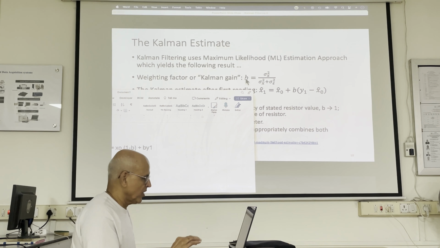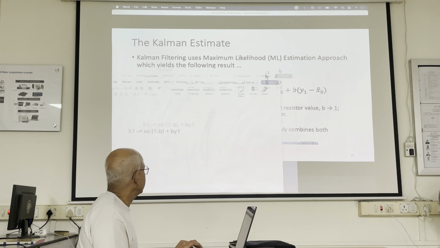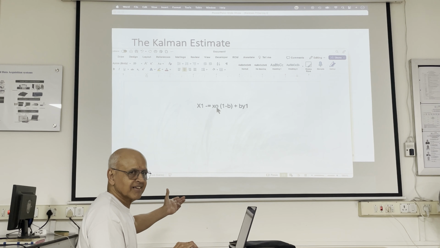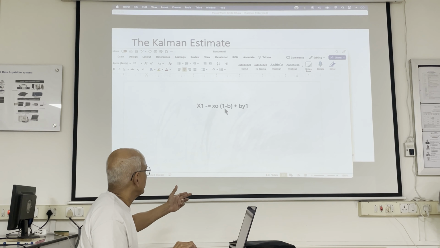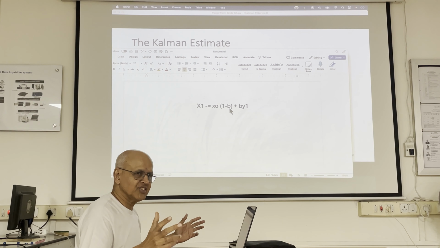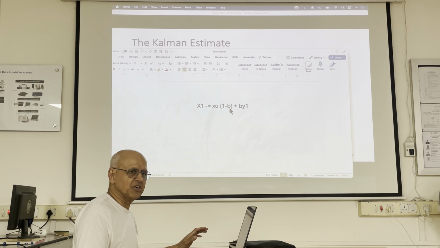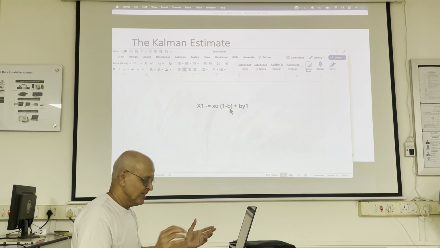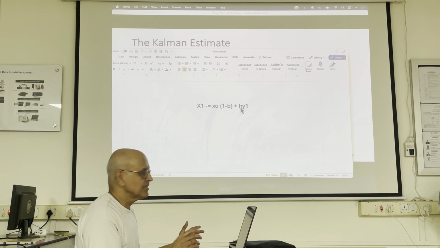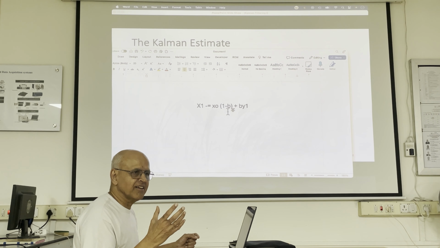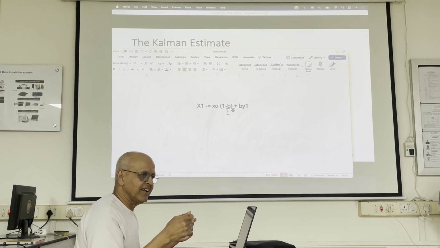B has to be between 0 and 1. Isn't that beautiful? You're basically saying a piece of y1 and the remaining piece of x naught. So if B is 0.5, what is 1 minus B? 0.5. Then you're saying half and half, right? You're averaging. But I told you, averaging in general is not good, because you don't know that these two measurements are equally bad or equally good. So if B is 0.2, then 1 minus B will turn out to be 0.8. It's such a beautiful result that Kalman came up with rigorously, not by guessing.